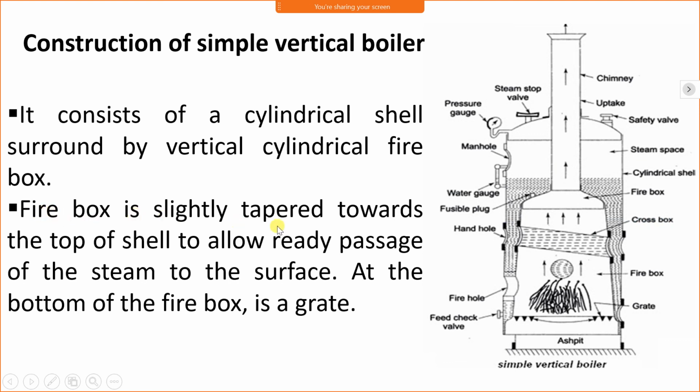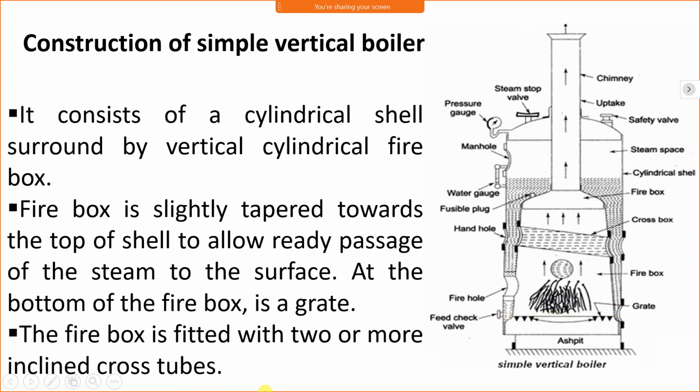The firebox is slightly tapered towards the top of the shell to allow ready passage of steam to the surface. At the bottom of the firebox there is a grate.